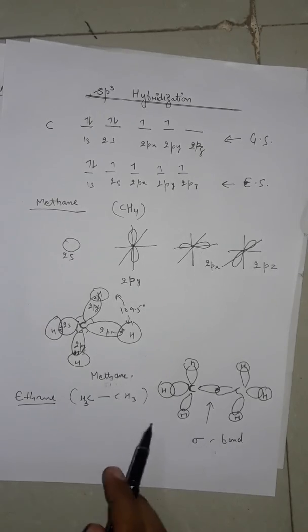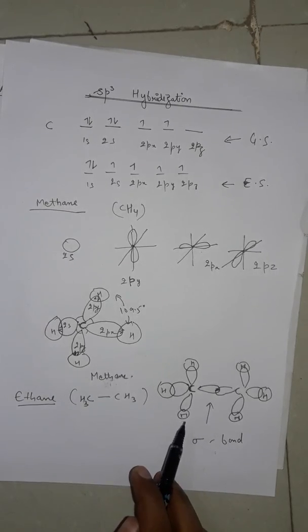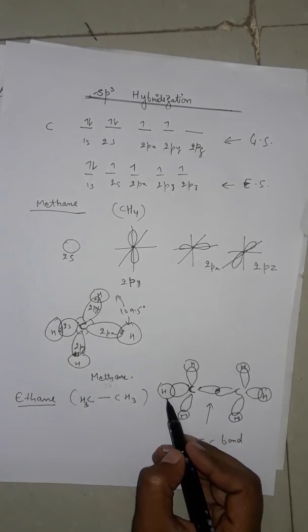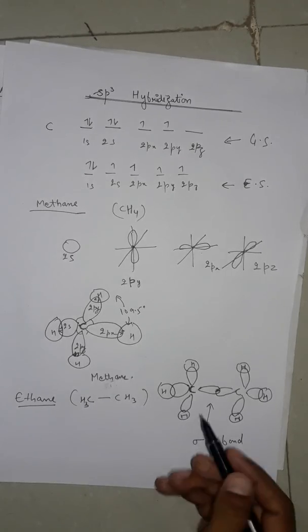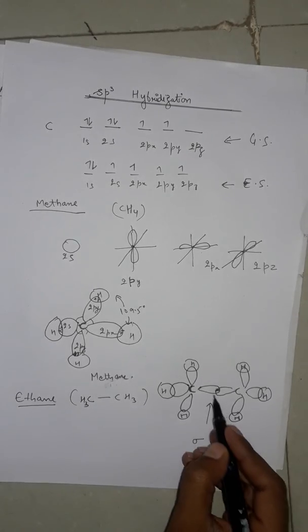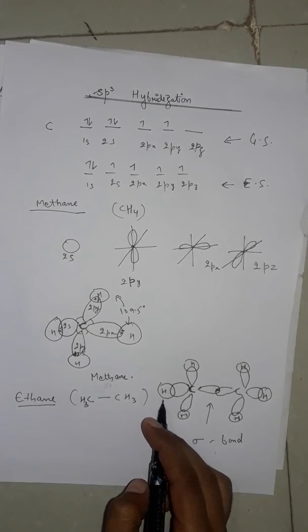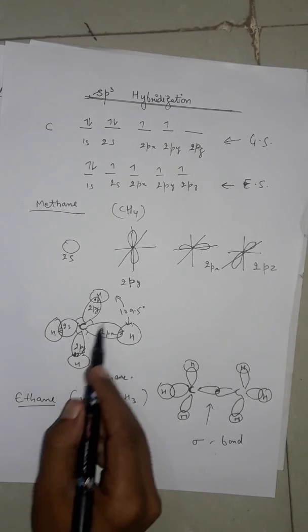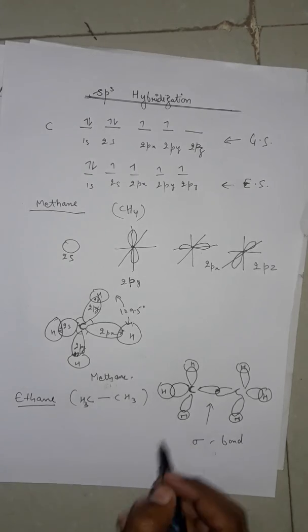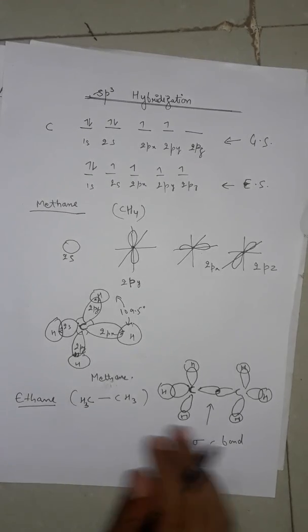So this is also sp3 hybridization. How do we know? Because sp3 means 1s and 3p. So 3p and 1s character. Here is also 1s character and 3 p's. So this is sp3 hybridization.